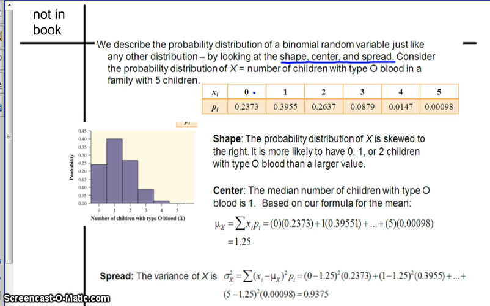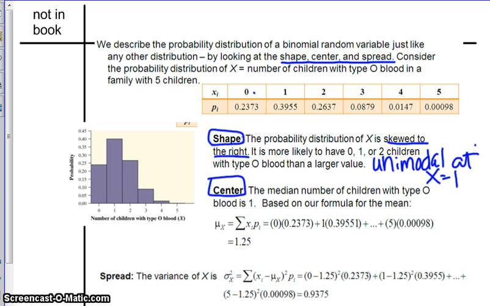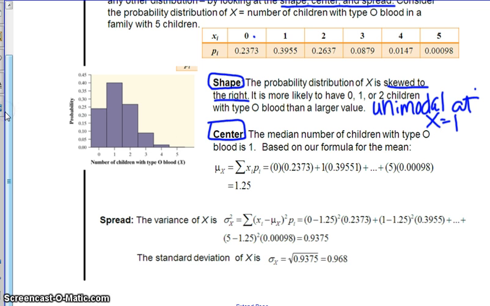And so here's our histogram. Still talk about shape. We talk about it being skewed to the right. And what we would probably also want to add in here is that it's unimodal at x equals 1. We would talk about the center. In terms of our median, what we want to look at is where would be the 50% piece. So you got about 24% here. So again, your 50th percentile, your middle piece, your median would be about there.